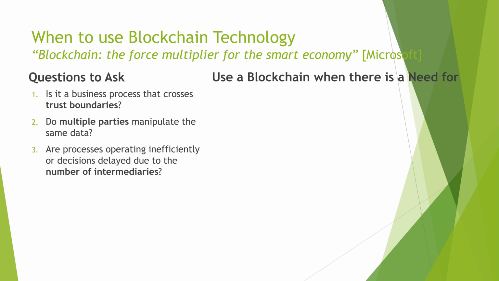You should ask yourself, are processes operating inefficiently or are decisions being delayed due to the number of intermediaries involved in the process? Lots of commercial processes today and government processes today are inefficient and take too long to complete because of the number of intermediaries that are involved in the process.